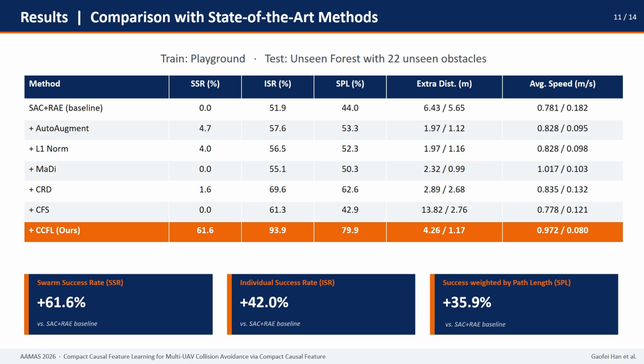Our CCFL improves swarm success rate from 0 to 61.6%. Individual success rate by 42 points to 93.9%. And SPL by almost 36 points to 79.9%. At the same time, average speed and extra distance remain competitive, showing that we improve both safety and efficiency.